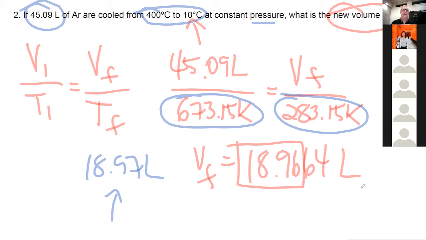Because if you got an answer that was like 4 times less, or if you got an answer where the volume went up, then something's screwy. So you could always just do a quick check. The ratio of these two should also be the ratio of these two. I mean, that's how the math works, right? So if your temperature goes down by a factor of 2, your volume should go down by a factor of 2 as well. And here it looks like it did. So we probably did that one right.